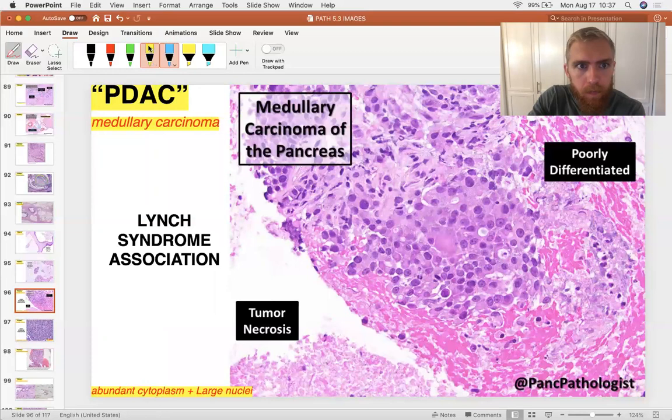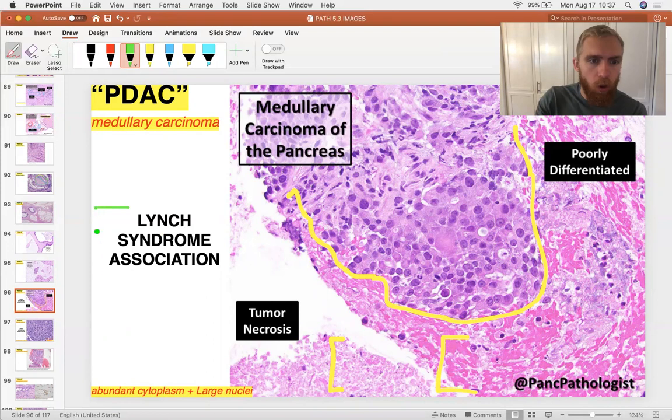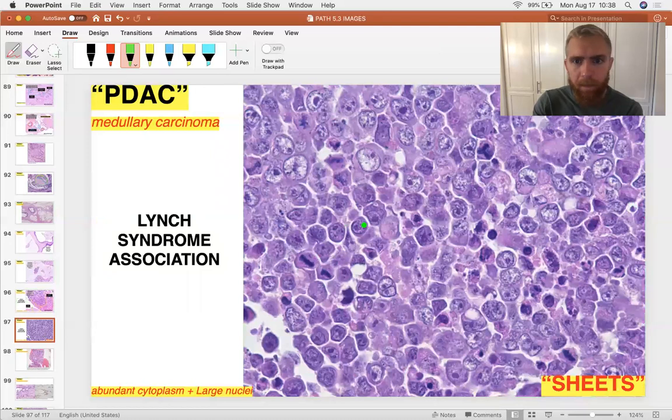So you can trace the margin around this medullary cancer of the pancreas. And this big pink material, this eosinophilic bright pink material, is basically necrosis, because you can tell there's no nuclei at all in that hot pink region. So again, the association is Lynch syndrome. What's it look like? Sheets of cells with a lot of cytoplasm and big fat nuclei. Same exact thing. That is a sheet of cells if I've ever seen one.